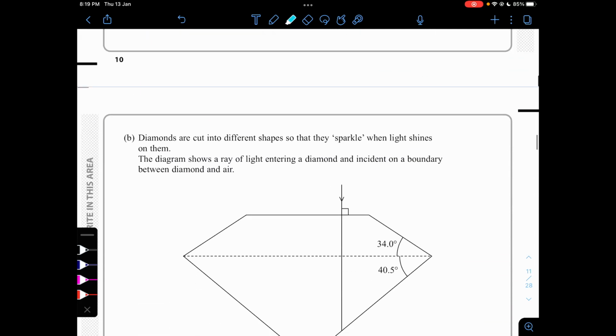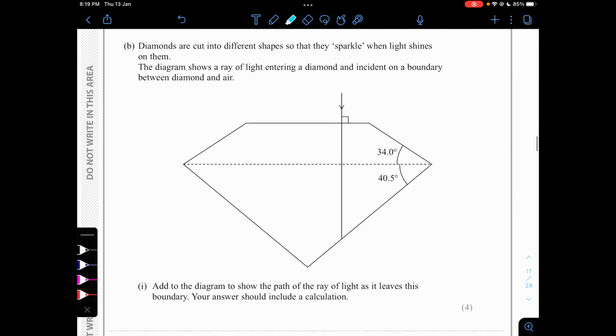Alright, let's move on to question part B. Diamonds are cut into different shapes, so they sparkle when the light shines on them. The diagram shows a ray of light entering a diamond and incident on the boundary between diamond and air. Add to the diagram to show the path of the ray as it leaves this boundary. Your answer should include a calculation.